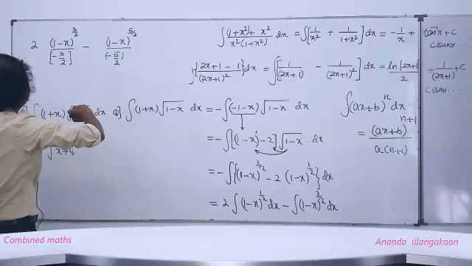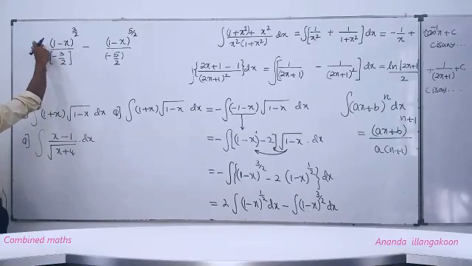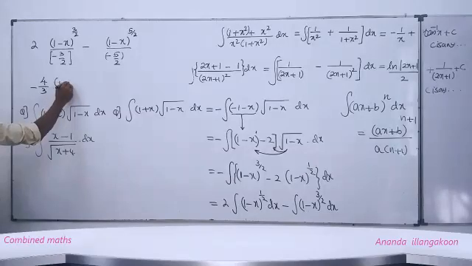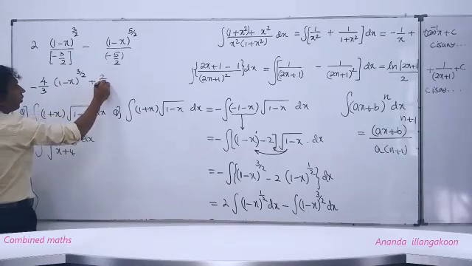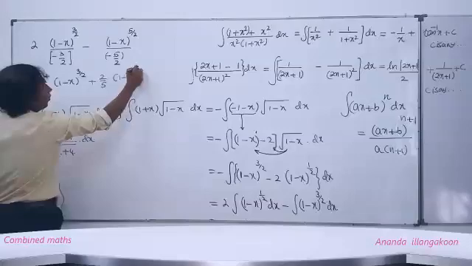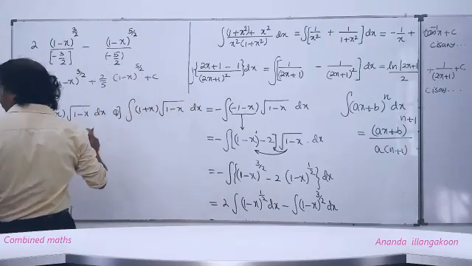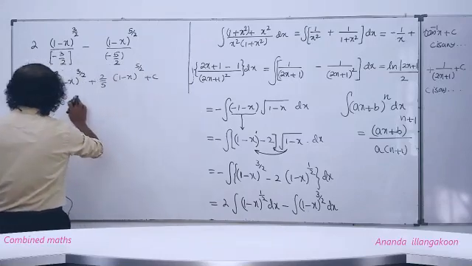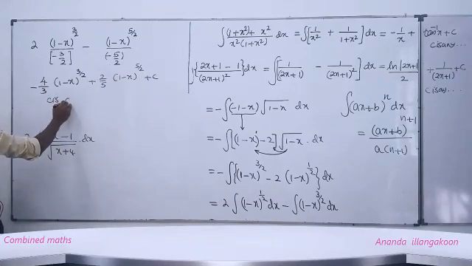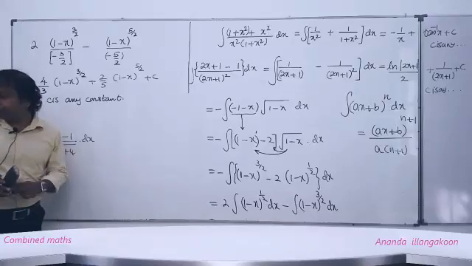Now simplify this. This 2 goes to the numerator. This minus comes in here. This 2 and 2 make 4. Minus 4 divided by 3, that is 3, (1 minus x) to the power 3 by 2. Here minus minus makes plus. 5 by 2 brings 2 by 5, (1 minus x) to the power 5 by 2, plus C. This is any constant.